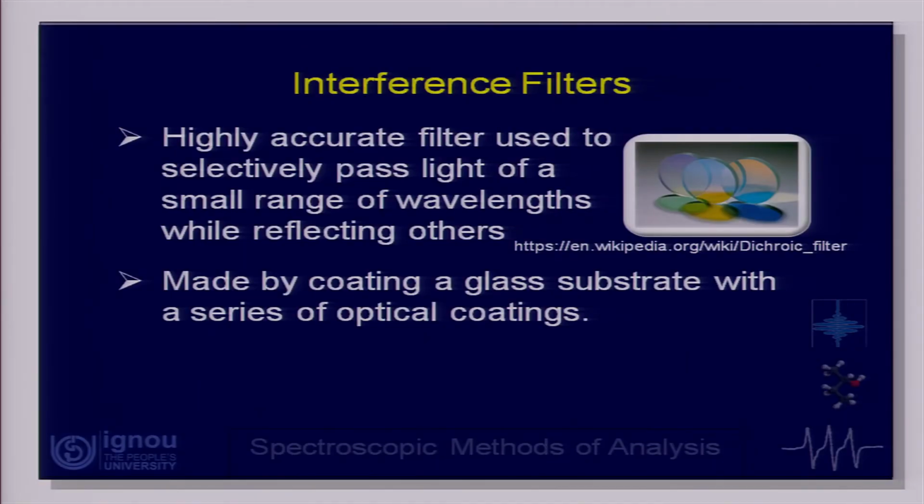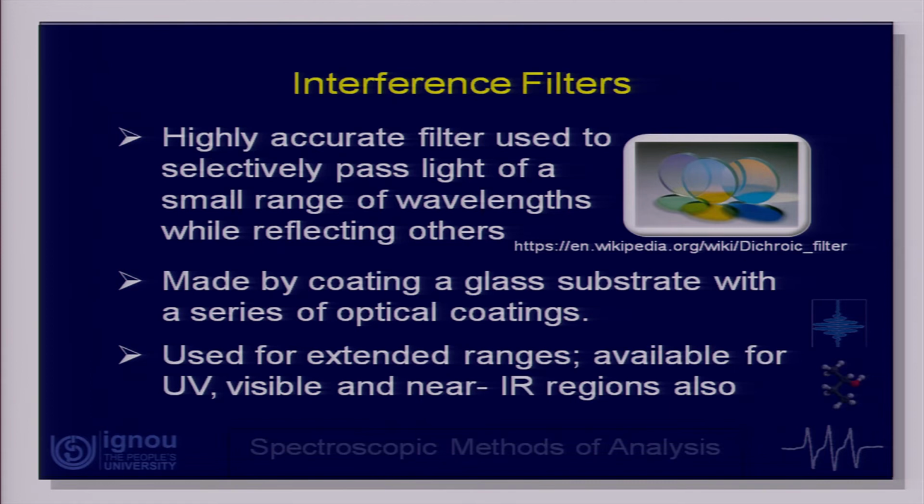So, these are a more advanced version of the ordinary filters. And the advantage of these interference filters is that there are filters available which can be used for a variety of ranges. We have filters for the UV range, for the visible range, or even the near IR range, available commercially. So, they are better than our ordinary filters, or the glass filters.